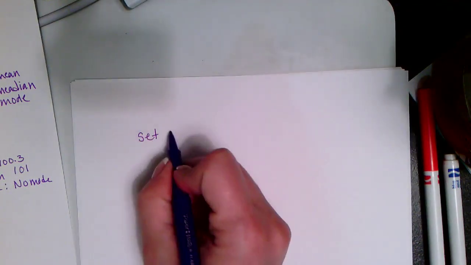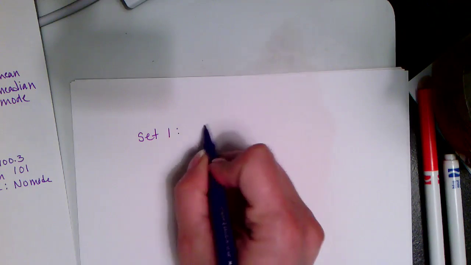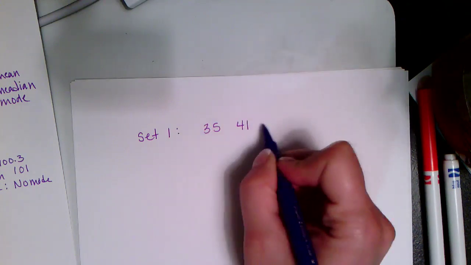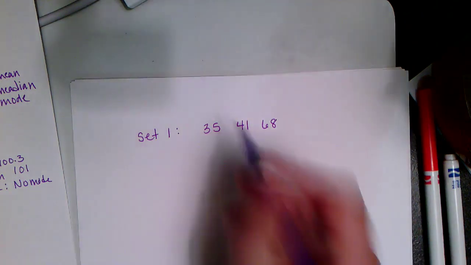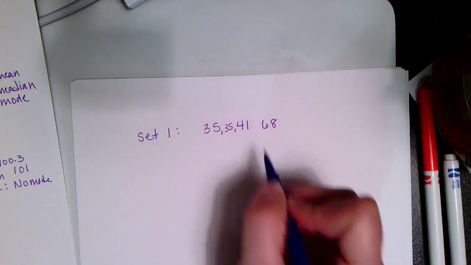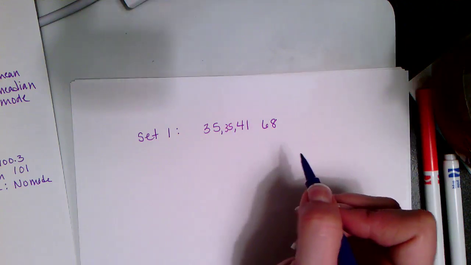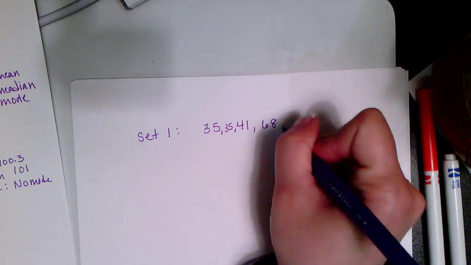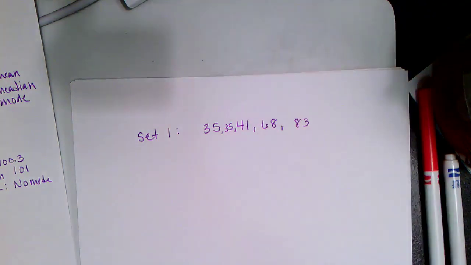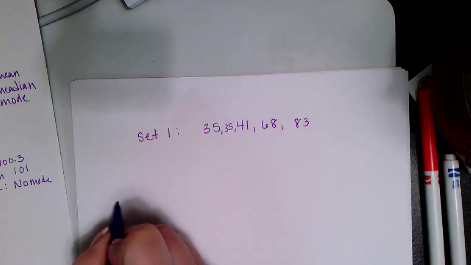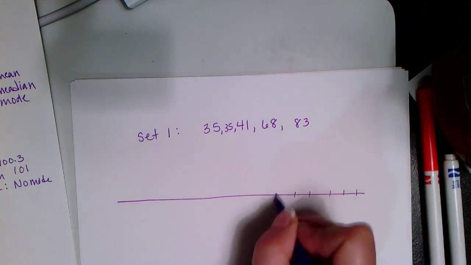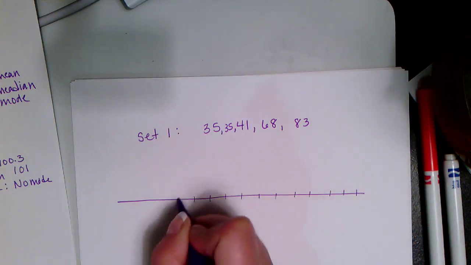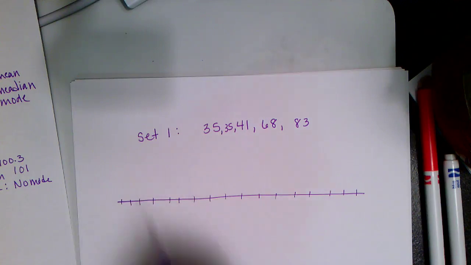So our set 1, we had 35, 41, 68. Oops, I'm not writing them in order. 35, 35, 41, 68, and then 83. So a histogram works along the number line. Okay? So graph paper would be really helpful, but I'm going to wing it today.